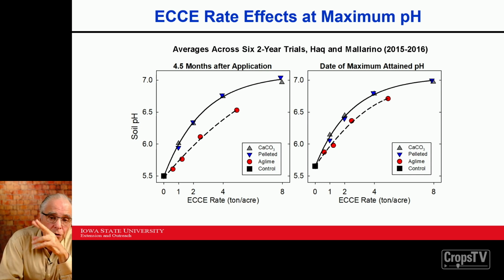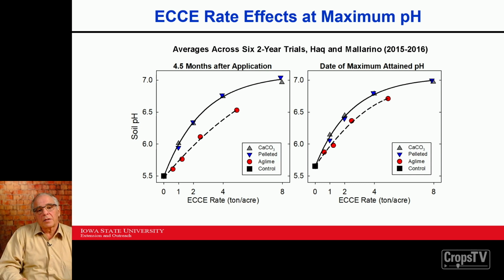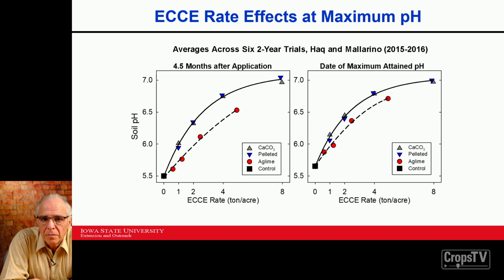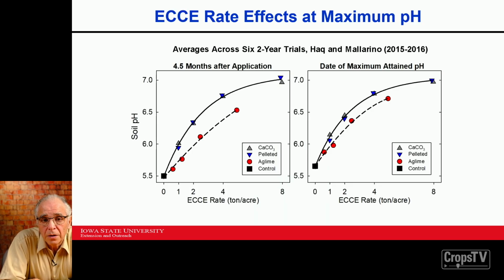And then on the right, we have the maximum pH. Now the differences between the ag lime and the pelleted lime and the calcium carbonate are not that big. They're about the same. But this shows that these granules really dissolve well. You know, we applied with field cultivation, but it really works.